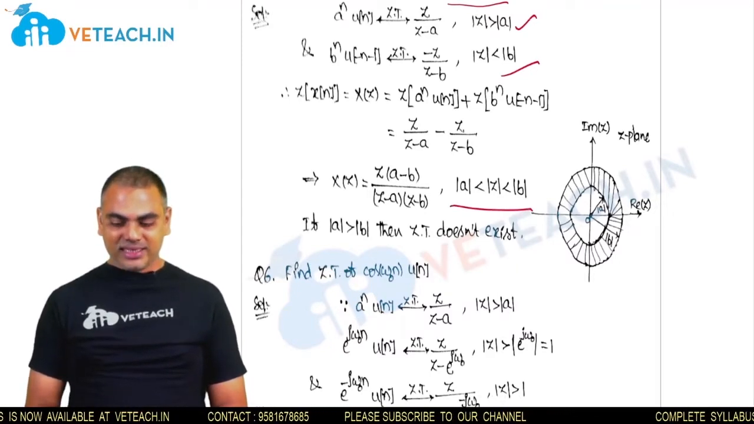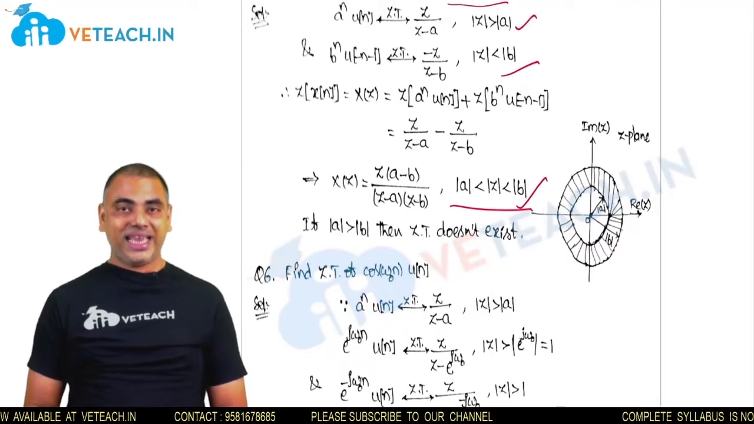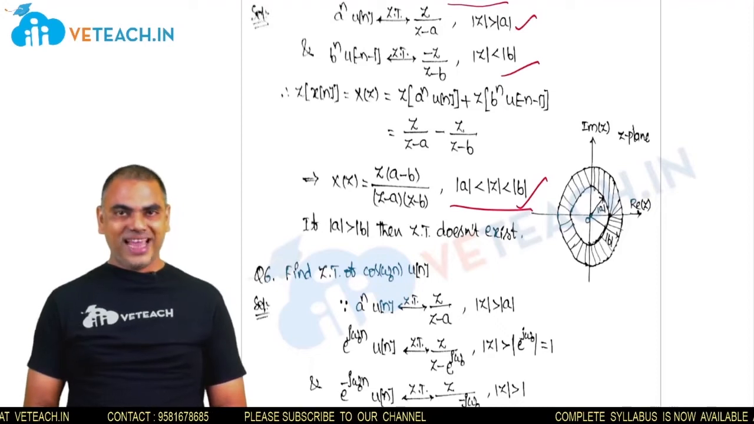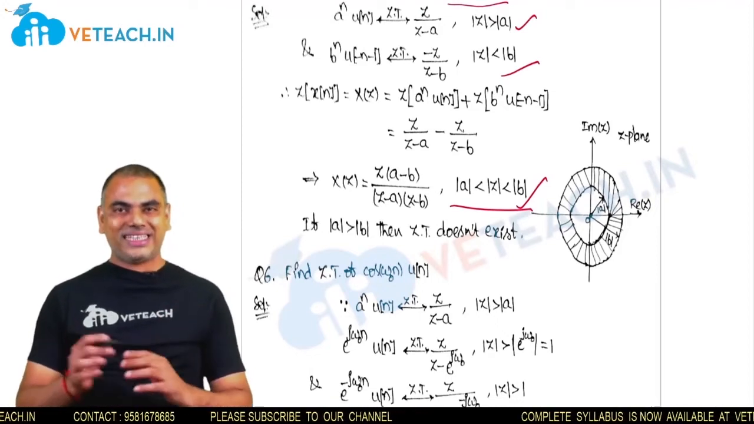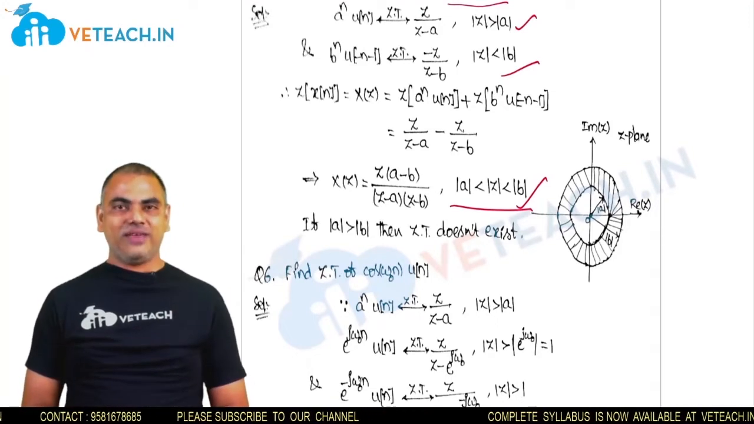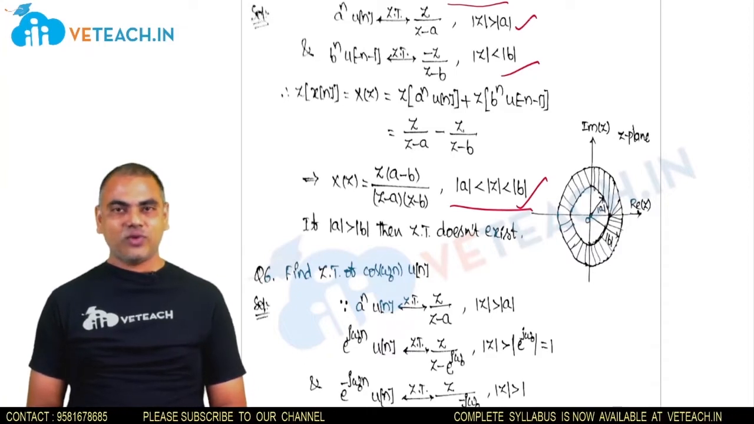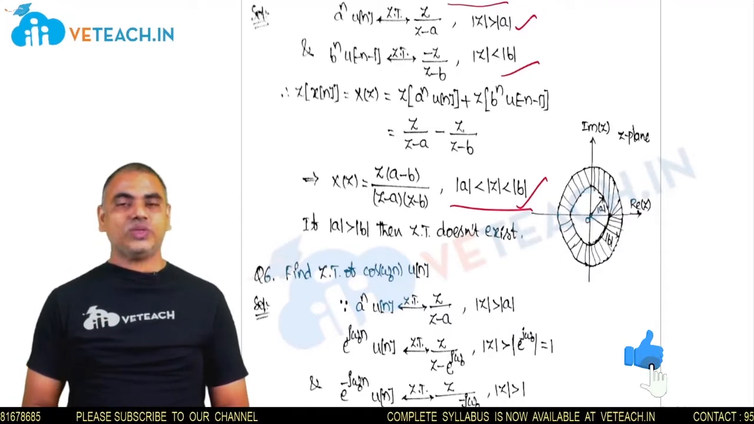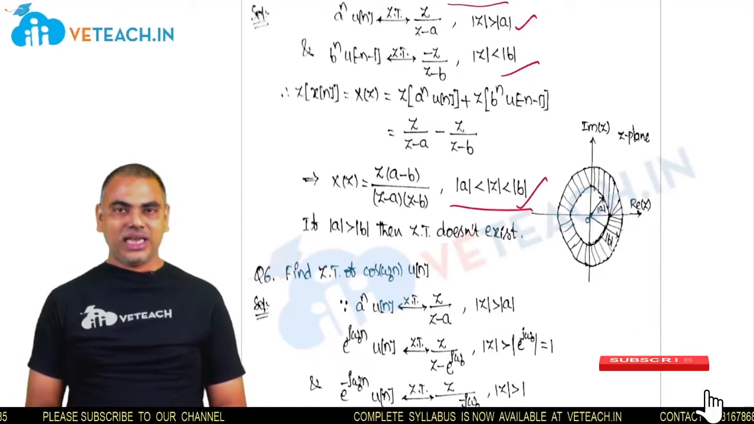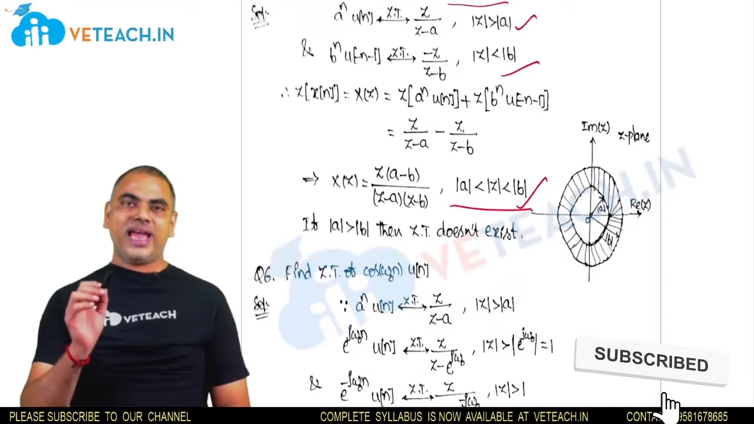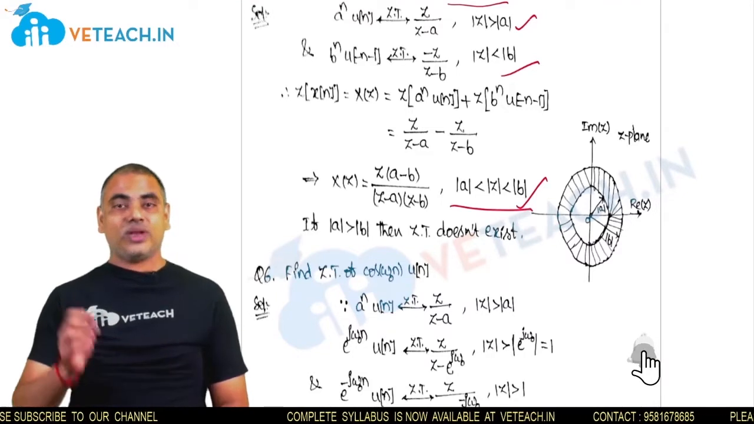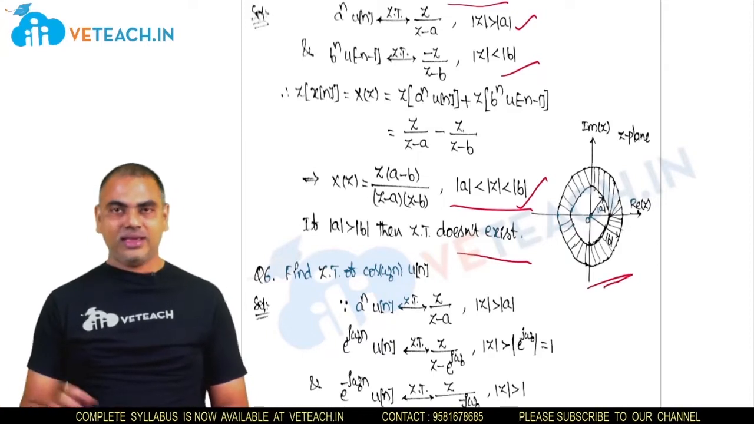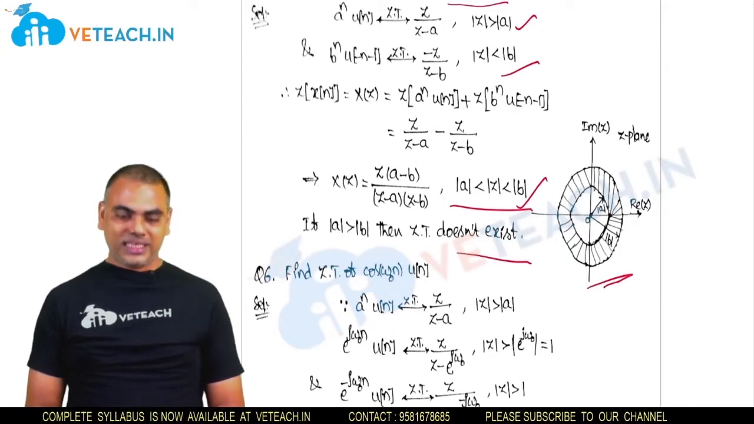So here always this mod b value must be higher than mod a. If mod a is greater than mod b, then there is no chance to have the intersection of these two ROCs. That's why for that case we can say the ROC doesn't exist. So for the existence of this type of two-sided sequence, the ROC will exist whenever the magnitude of b is more than the magnitude of a, and that we have to show in the ROC figure. And come to the next problem.